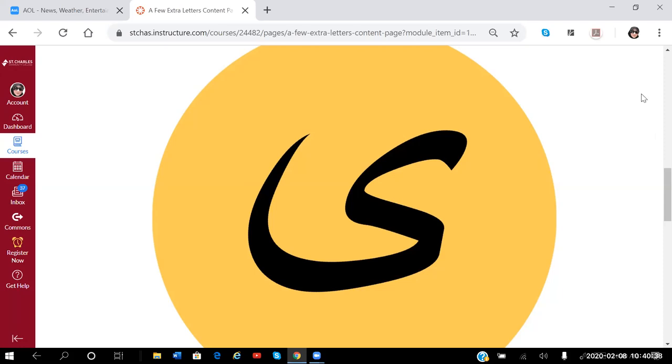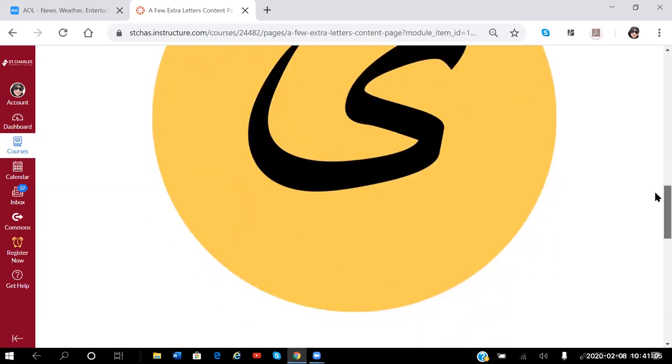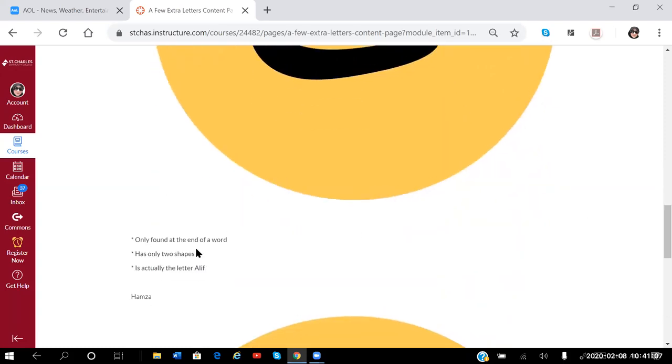And it's the ah sound. And you can't use it at will. It depends on the spelling of a word. It's usually found in older words, which will be spelled with an aleph maksura. This letter is only found at the end of a word, so it won't be found anyplace else. Okay? Aleph maksura. It has only two shapes, and it's actually the letter aleph.